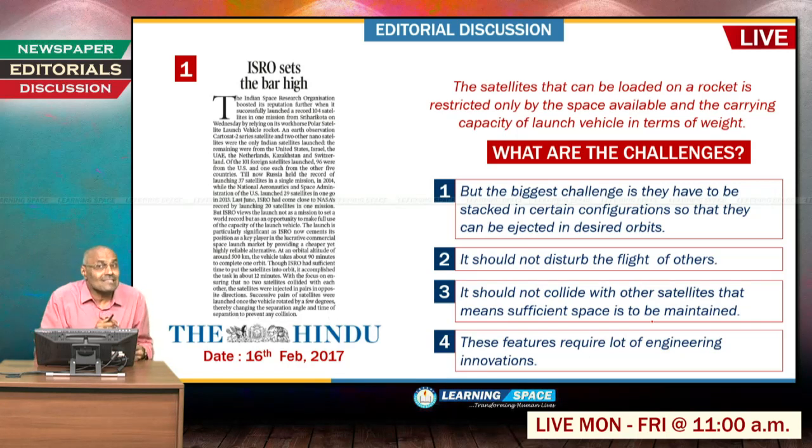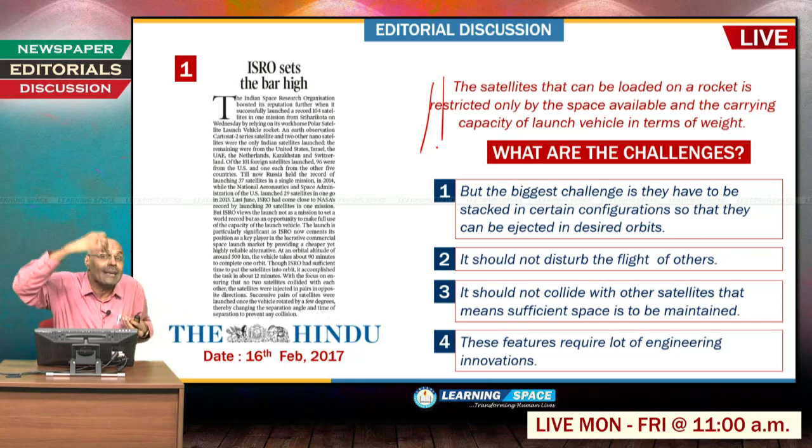The complexities are basically, the satellites that can be loaded in a rocket, satellites and rockets, I explained to you at the beginning. The satellites which can be loaded in the rocket are limited by the carrying capacity on one side, and on the other side it is limited by the space available, right. These two are the restrictive factors.